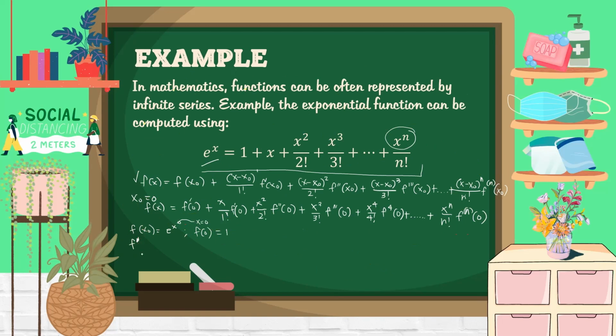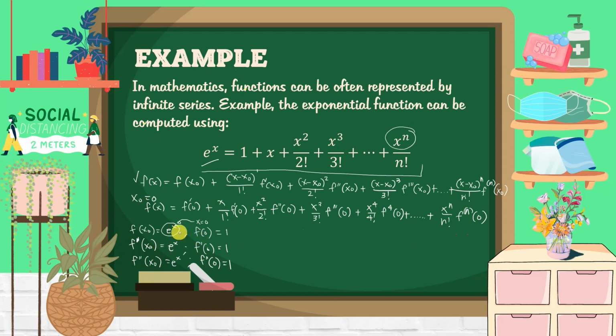For the first derivative of the function at 0, the derivative of e raised to x is also e raised to x. Using the same process, the first derivative at 0 will also be 1. The second derivative is also e raised to x, and the second derivative at 0 will also be 1. It just so happens that as you continuously calculate all the derivatives of e raised to x, they will all have a value of e raised to x.